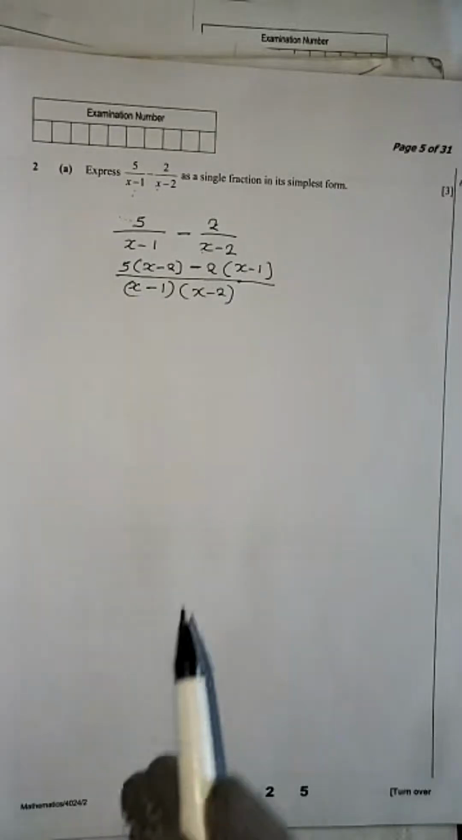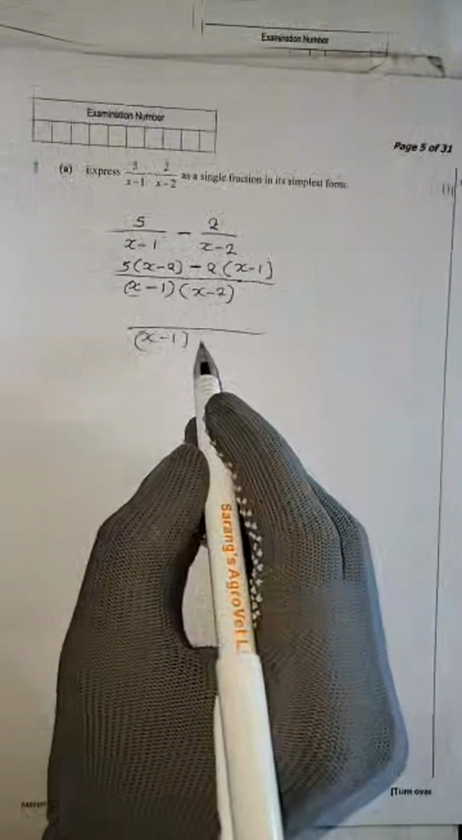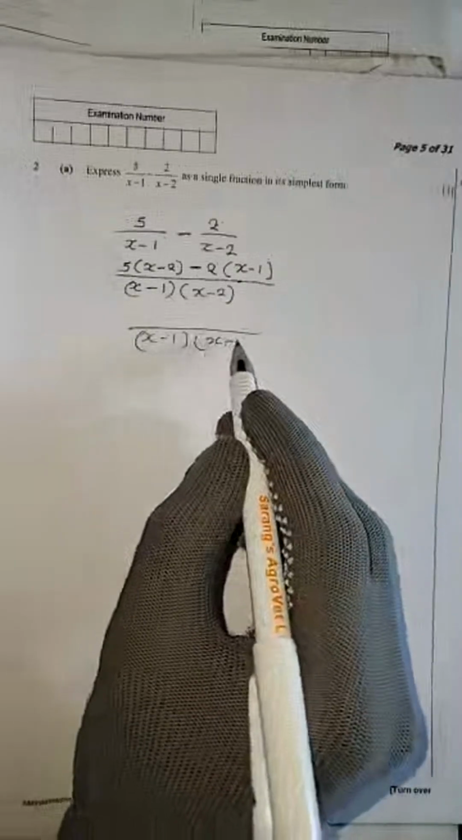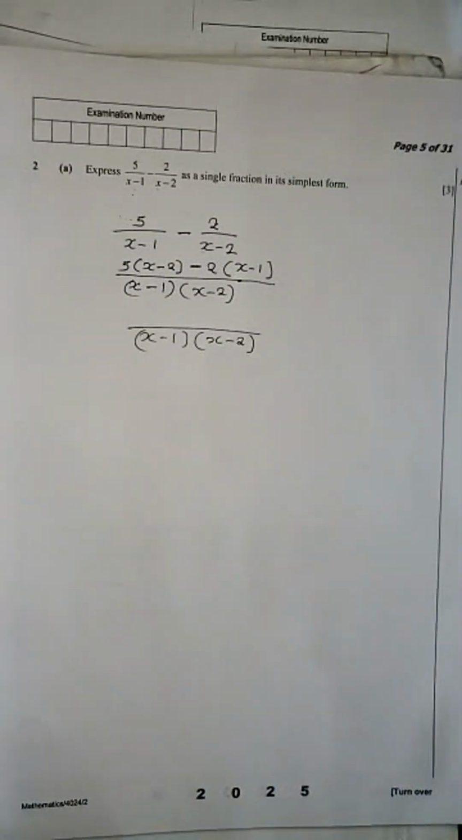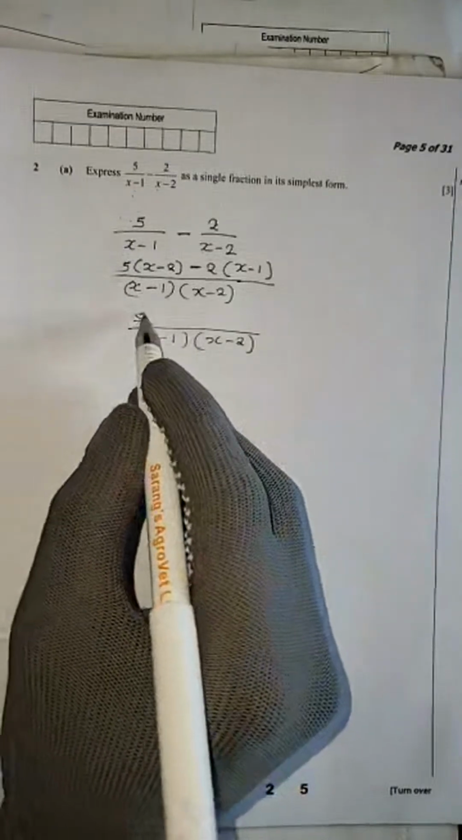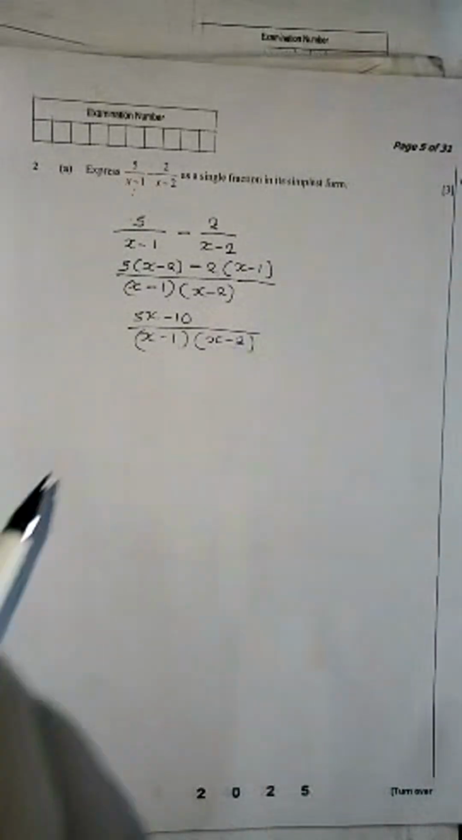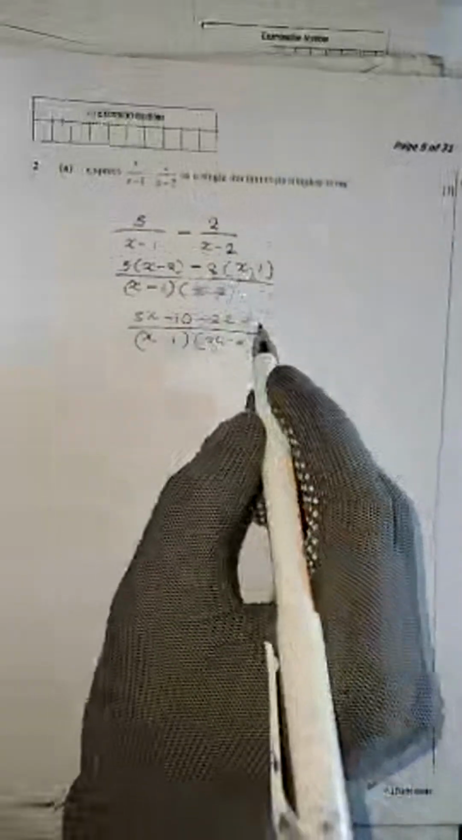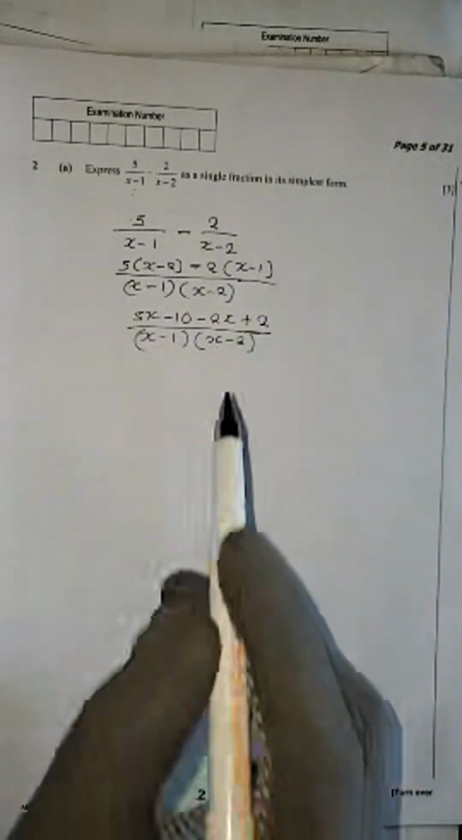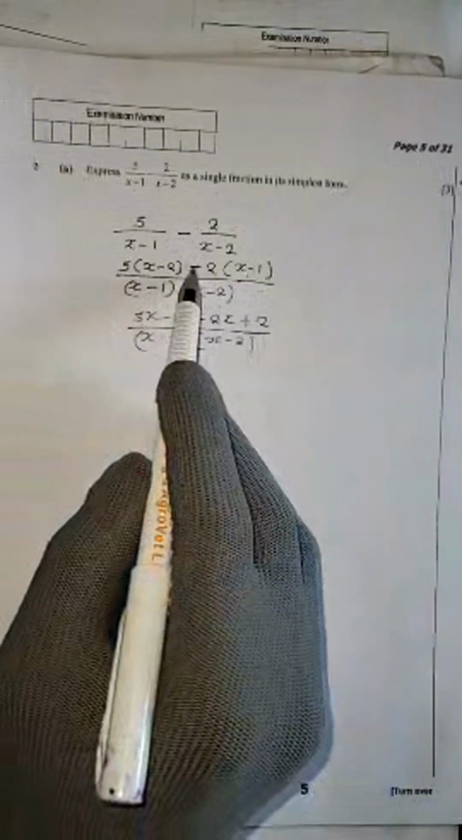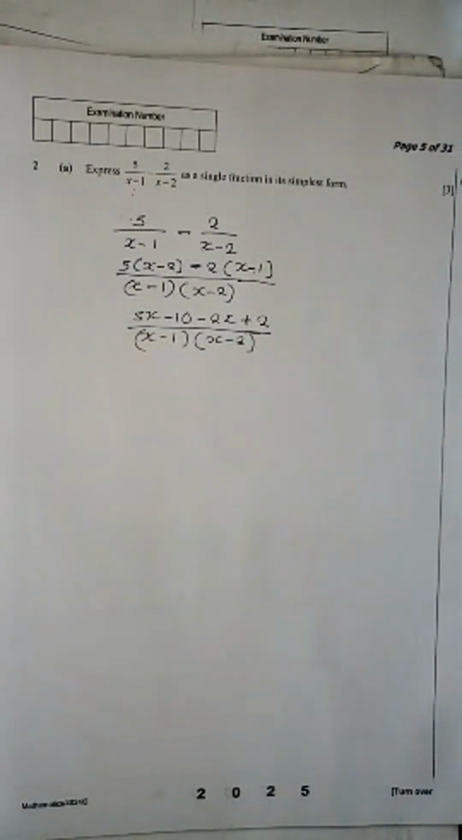So let's expand. First, we're going to write our denominators, x minus 1, this side of x minus 2. 5 times x is just 5x. 5 times negative 2 is negative 10. Then we come to this side. Negative 2 times x is just negative 2x. Negative times negative is positive. 2 times 1 is just 2. So you have to be very careful when you reach here. Multiply negative times negative is positive.